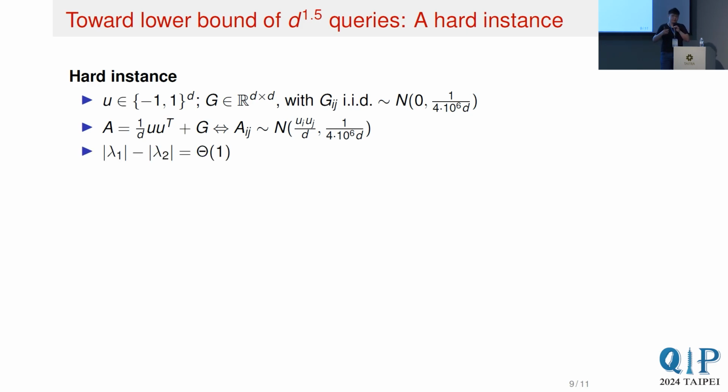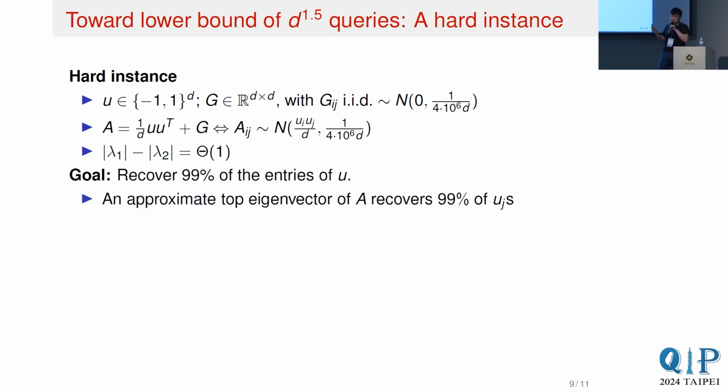Now, if you use some random matrix theory, you can immediately see that with high probability the spectrum gap of this matrix is actually constant. Because the spectrum gap is roughly constant and U is either -1 or 1 to the D, if we want to recover, say, 99% of the entries of U, it suffices to find the approximate top eigenvector. So if we have a lower bound for this problem, then we will have a lower bound for approximating the top eigenvector. Okay. Now, you might wonder why this problem is hard, right?